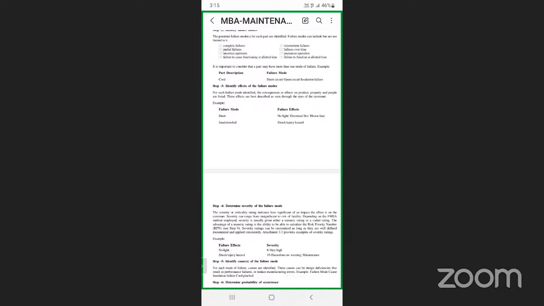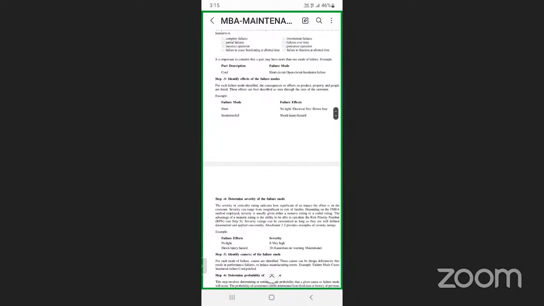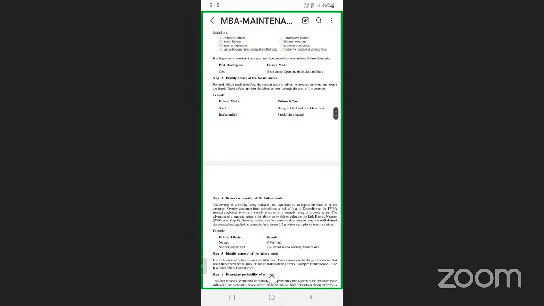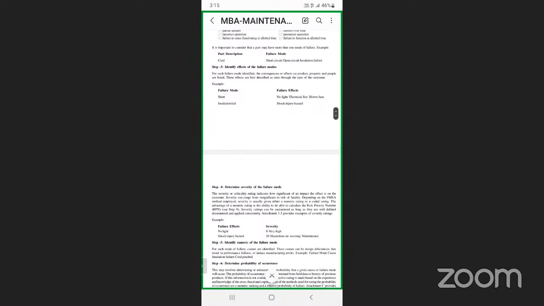So here also we are measuring the severity in terms of a number. You can see here, depending on the FMEA method employed, severity is usually given either a numerical rating or a coded rating. So you can give severity as 8 means it's very high, 10 means it's hazardous. Even in the pathological lab report, we get some numbers, isn't it? Suppose sugar levels have to be given. HbA1c is given, so we have certain numbers. If it is more than 6, it is hazardous. If it is 8, it is panic level, like that, right?